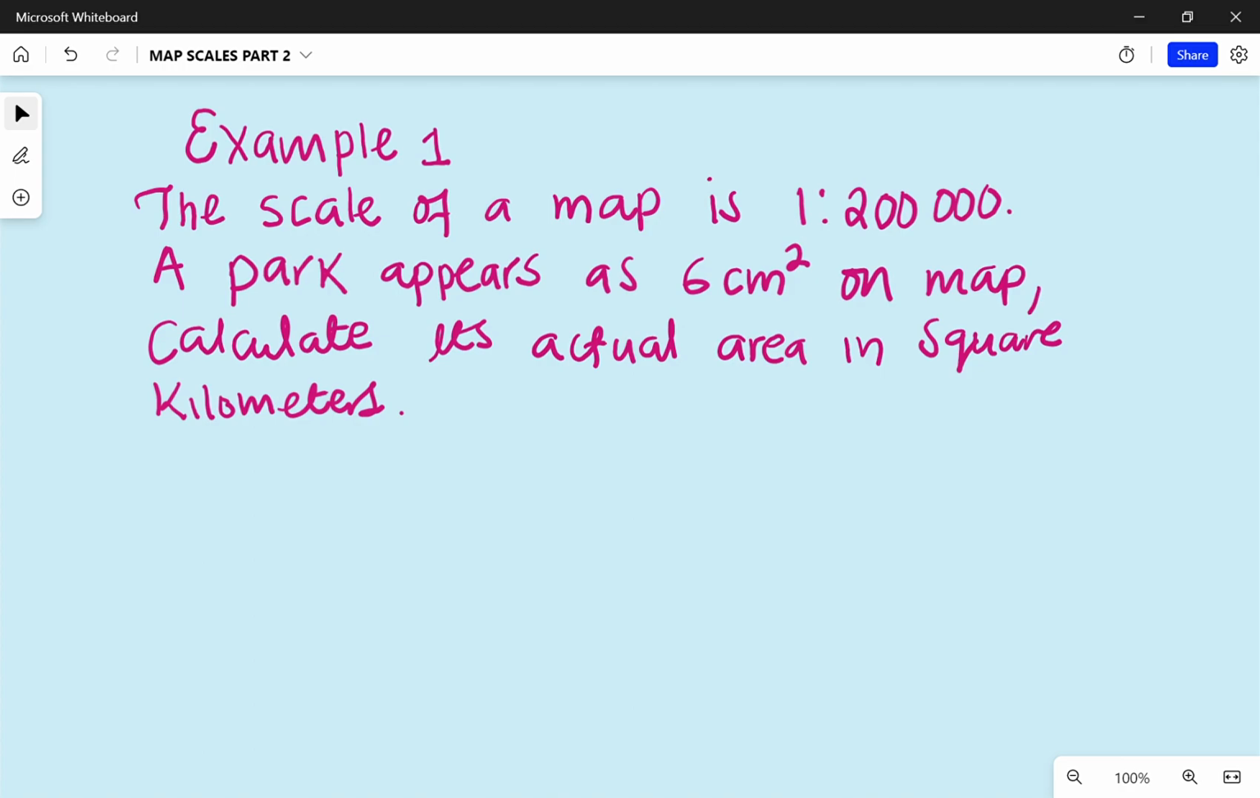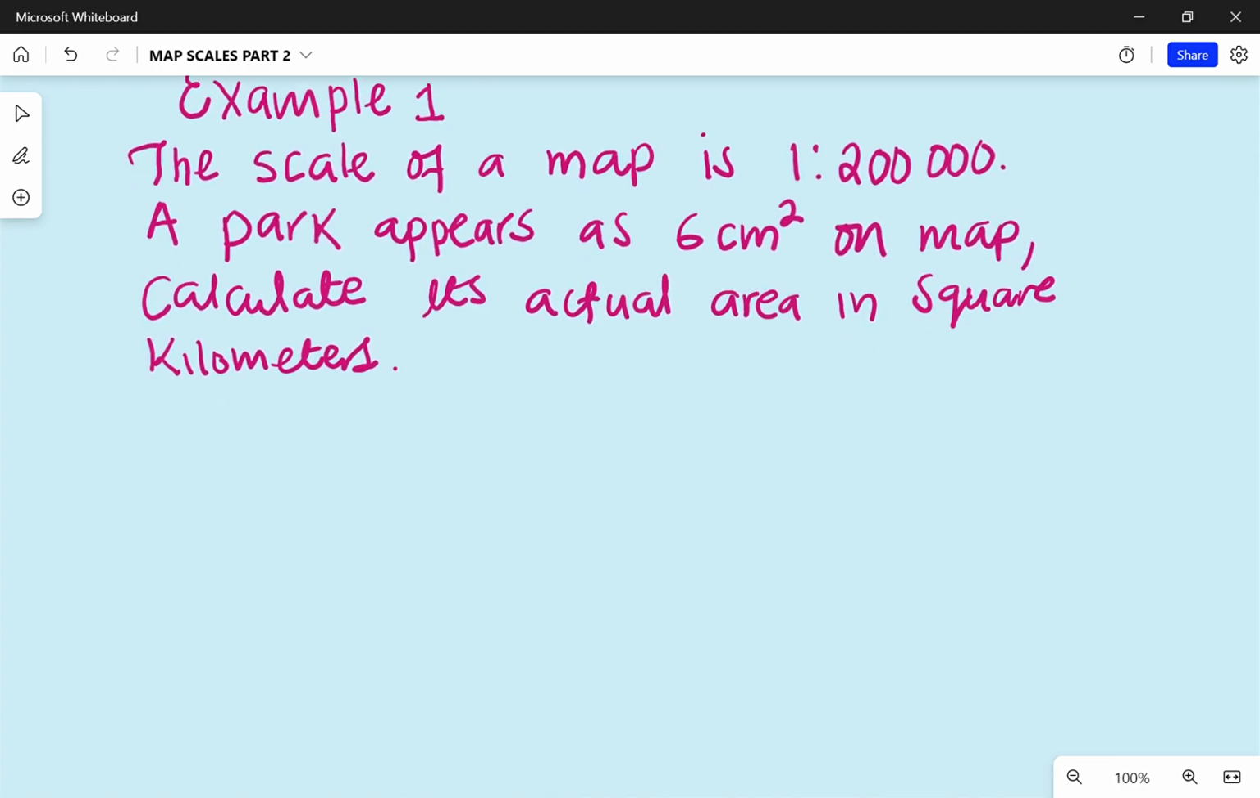Alright, so that's our question there. The scale of a map is 1 to 200,000. A pack appears as 6 centimeters squared on the map. Calculate its actual area in square kilometers. Right, this is great. So let's go straight into the solution and see how we are supposed to approach such questions.